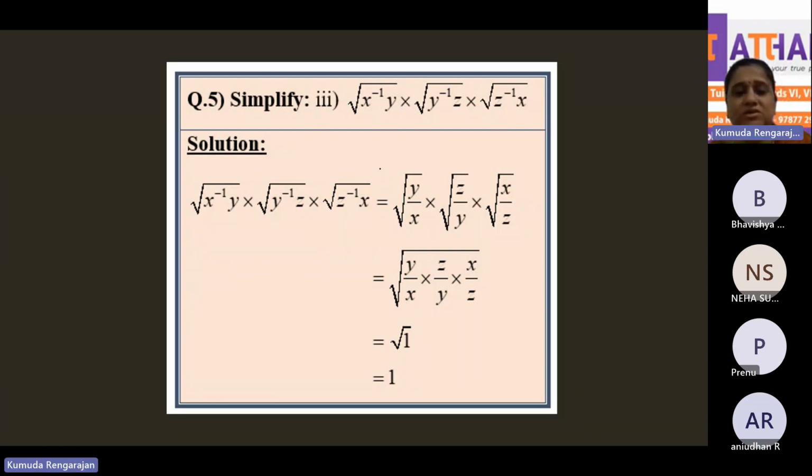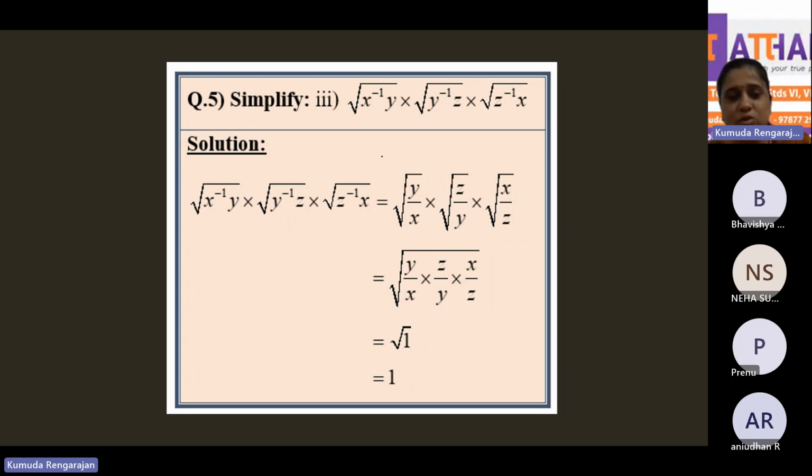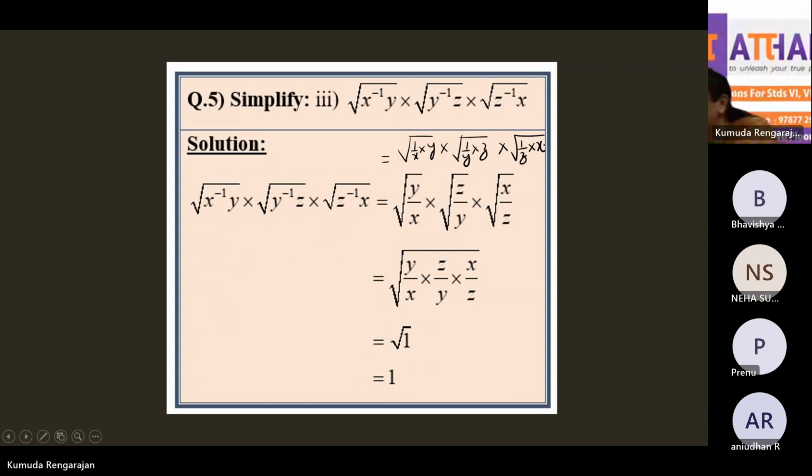Students, you can include this step. Please include this step, all of you. When you start writing, write square root of 1 by x into y into square root of 1 by y into z into square root of 1 by z into x. Just include this step. Please write down, children.